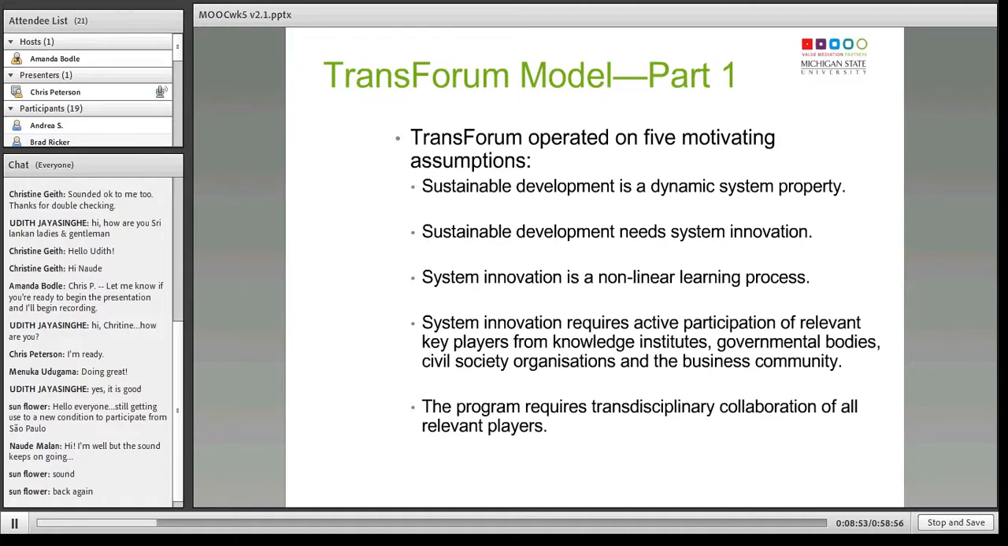The third fundamental assumption is that system innovation requires a multi-stakeholder approach. All stakeholders bring existing knowledge and concerns to the process of sustainable development. And their collective presence is really needed if you're going to, and I'm realizing I skipped ahead in my notes here a second. Let's go back and pick up that sustainable innovation is a non-linear learning process.